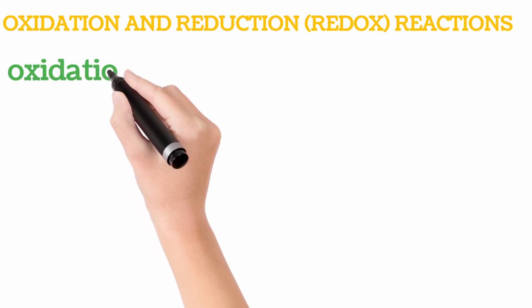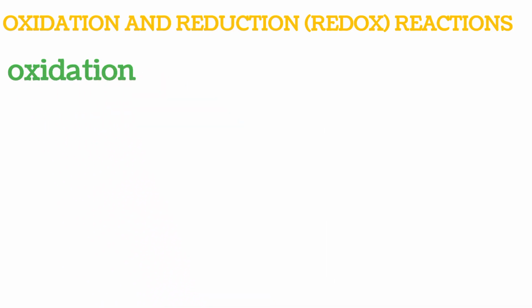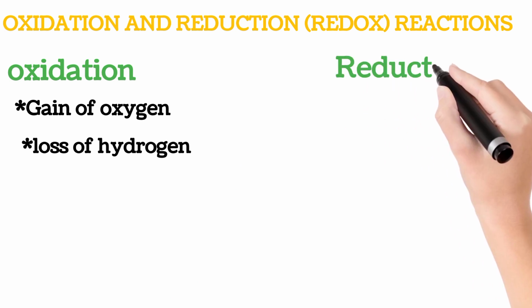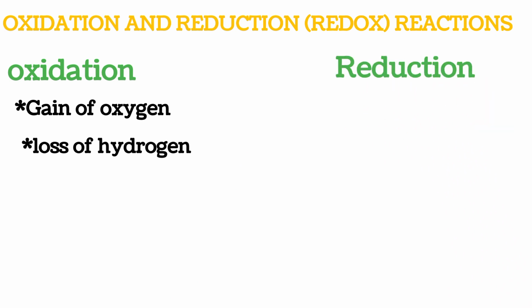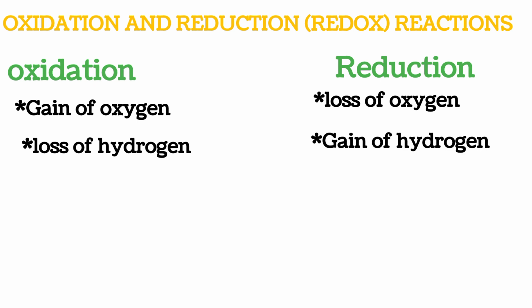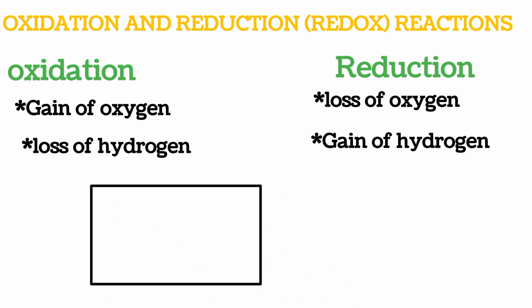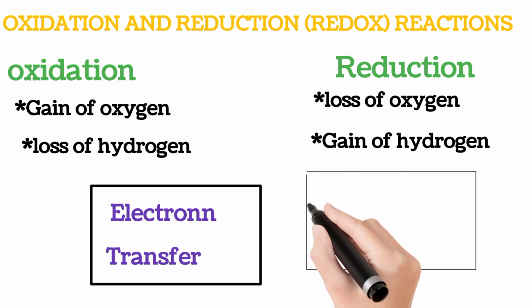This lesson we're going to be learning about oxidation and reduction reactions, also called redox reactions. We're going to study oxidation, but you must have known oxidation as gain of oxygen or loss of hydrogen, and reduction as loss of oxygen or gain of hydrogen. But in this lesson, we'll be studying oxidation and reduction reactions under the concept of electron transfer.